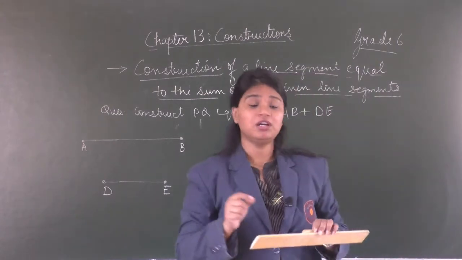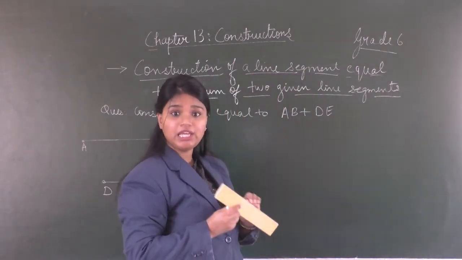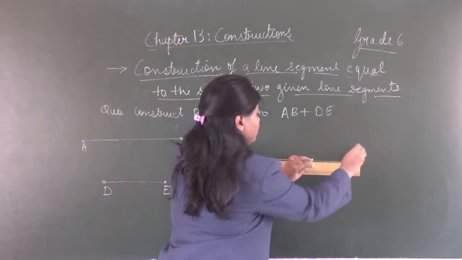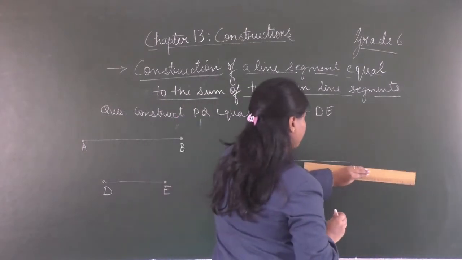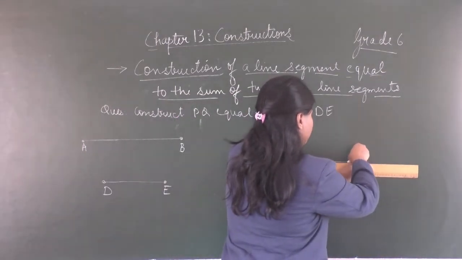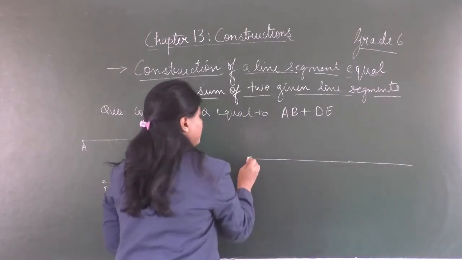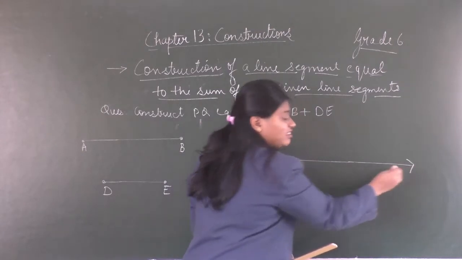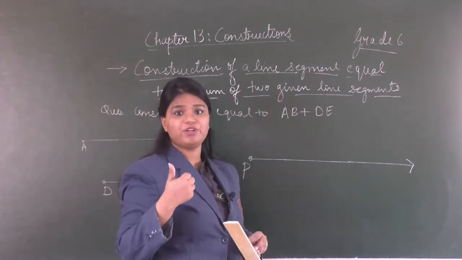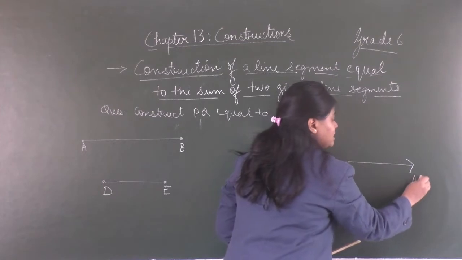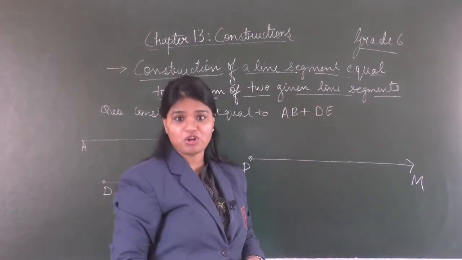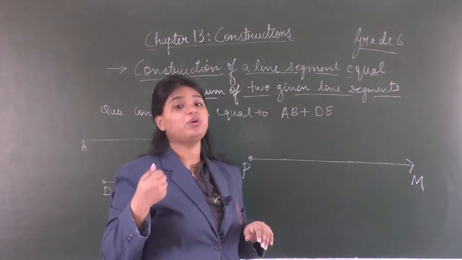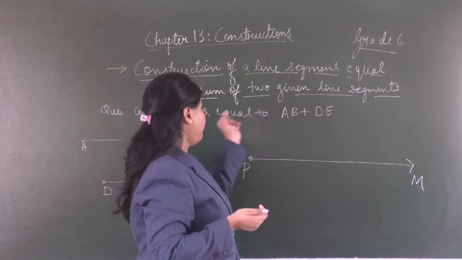First step, we will draw a ray using the ruler. So you can draw a long ray and the starting point will be named as P. And you can name the other end by any alphabet of your choice. So I am naming the other end as M. Okay, so we have drawn a ray PM, and on this ray we will construct a line segment PQ.